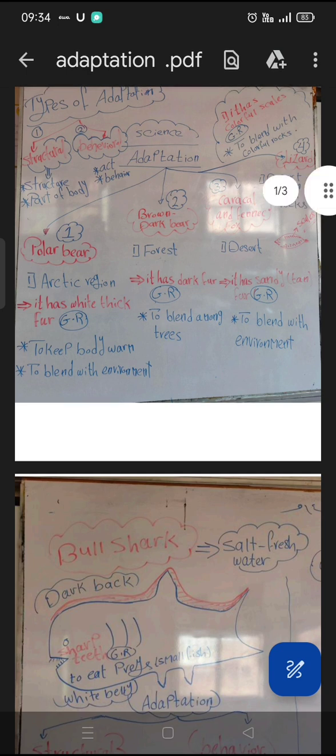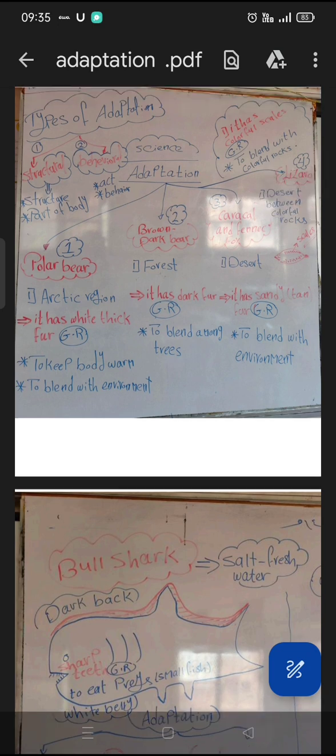The second animal is the brown and dark bear. The brown bear lives in the forest and it has dark fur. So the adaptation of the brown bear is that it has dark fur. Why, or give reason, the brown bear has dark fur? To blend among the trees because it lives in the forest.